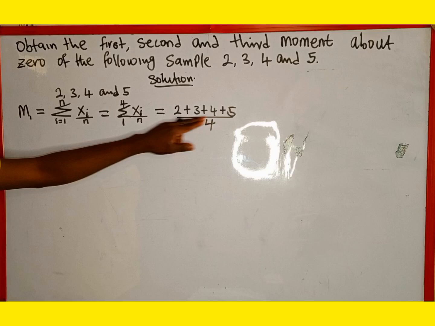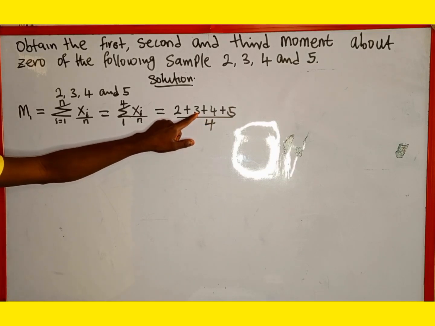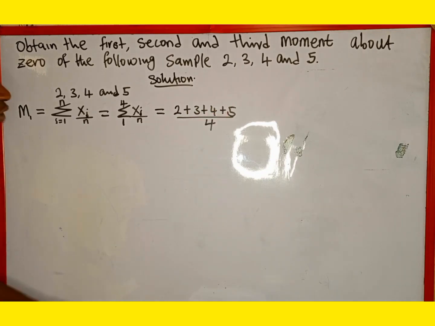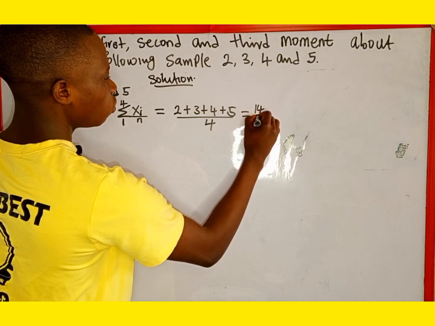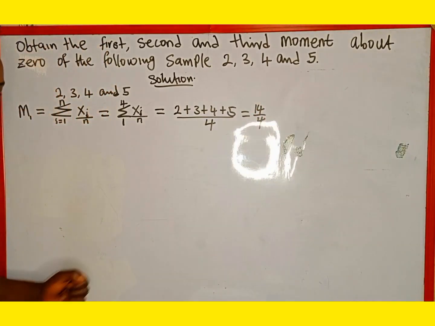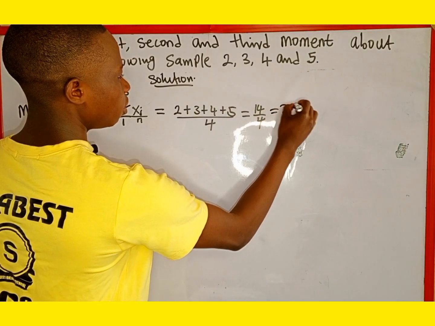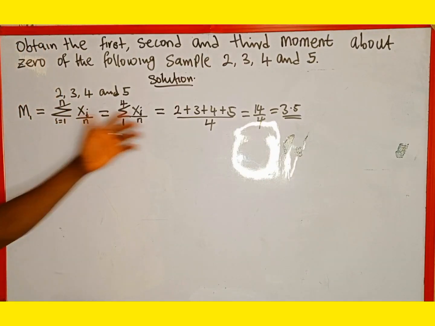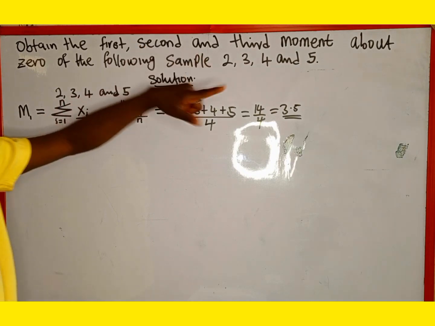Now we're going to sum up this data together. 2 plus 3 is going to give us 5, then 5 plus 4 is going to give us 9, and 9 plus 5 is going to give us 14. So in this place, we are going to have 14 over 4, which is the same thing as 3.5. So this is the first moment about zero of the following data. And remember, the question says we should calculate the first, the second, and the third.